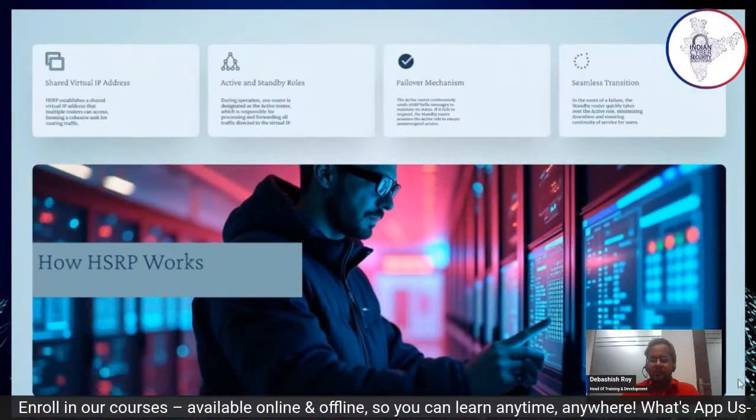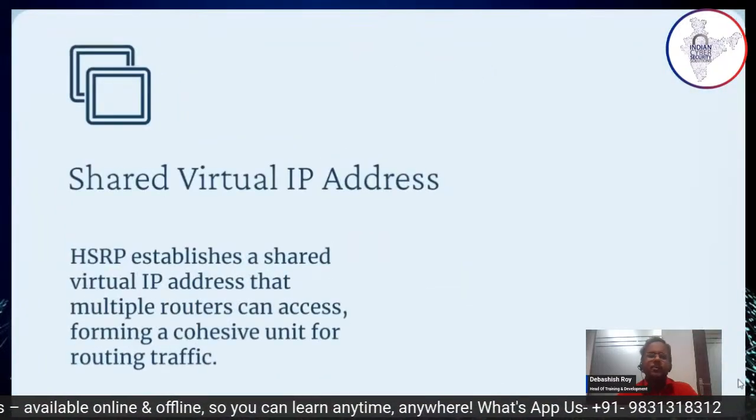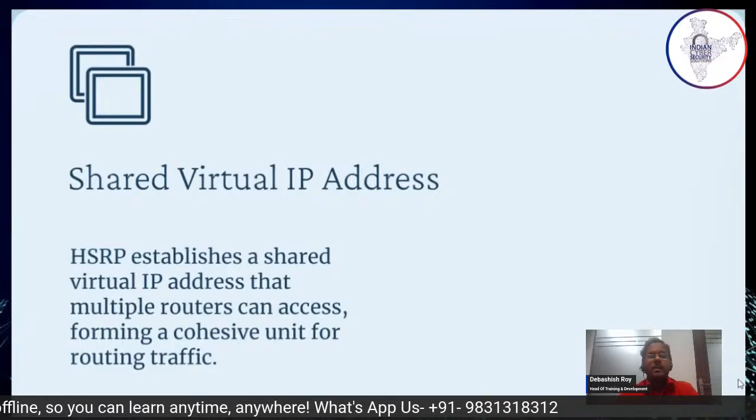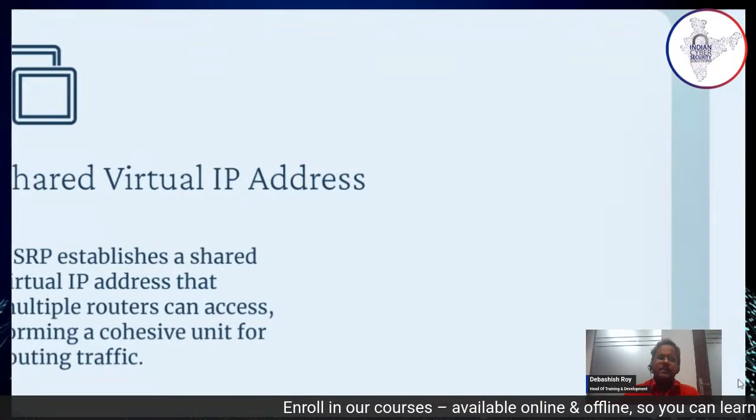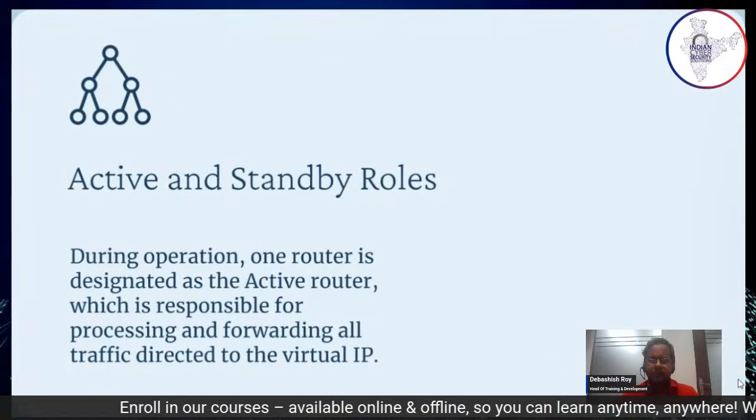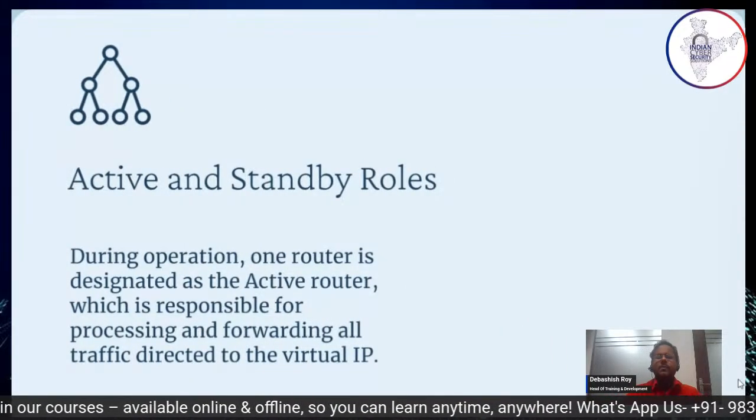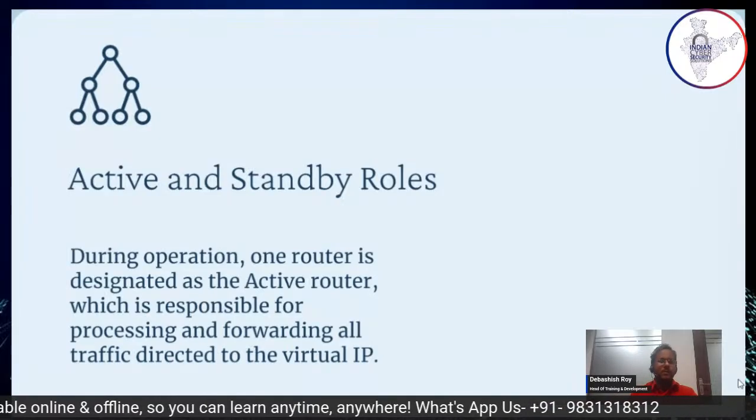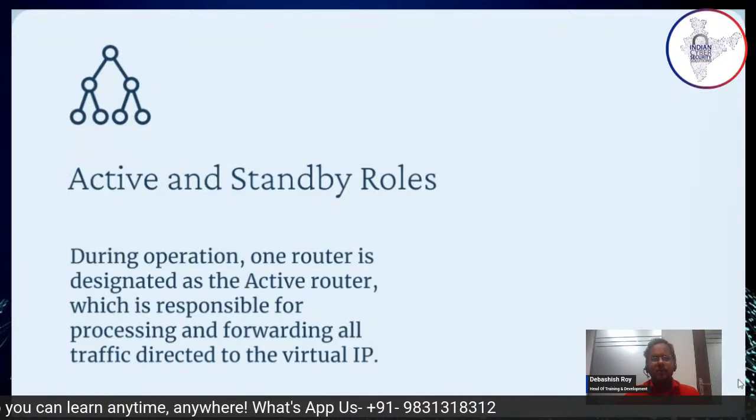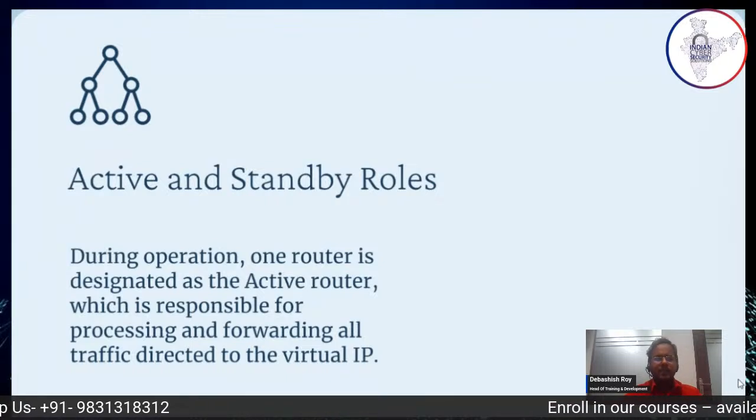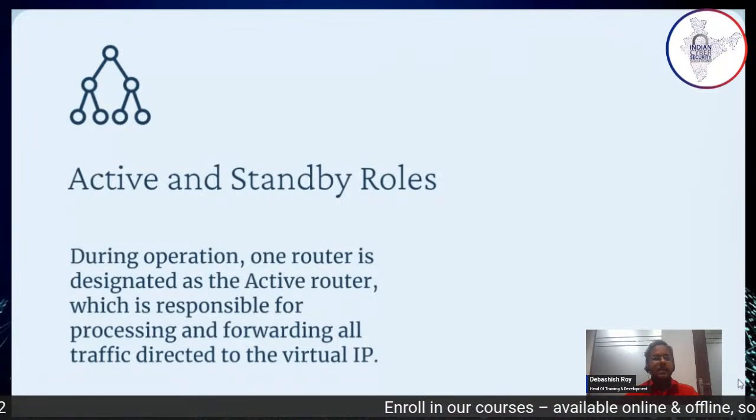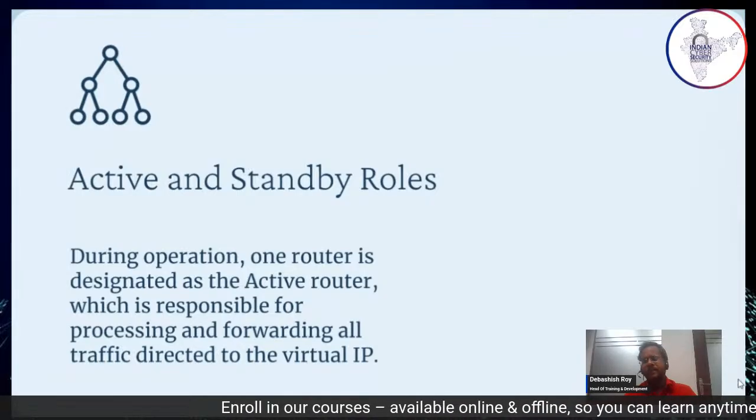Now, how does HSRP work? It uses a shared virtual IP address that I have already told you. HSRP establishes a shared virtual IP address that multiple routers can access, forming a cohesive unit for routing traffic. Second is active and standby roles. During operation, one router is designated as the active router, which is responsible for processing and forwarding all traffic directed to the virtual IP. So you have one virtual router, and do not think that the virtual router is a physical router. It is only a virtual device. It is an imagination, you can say.